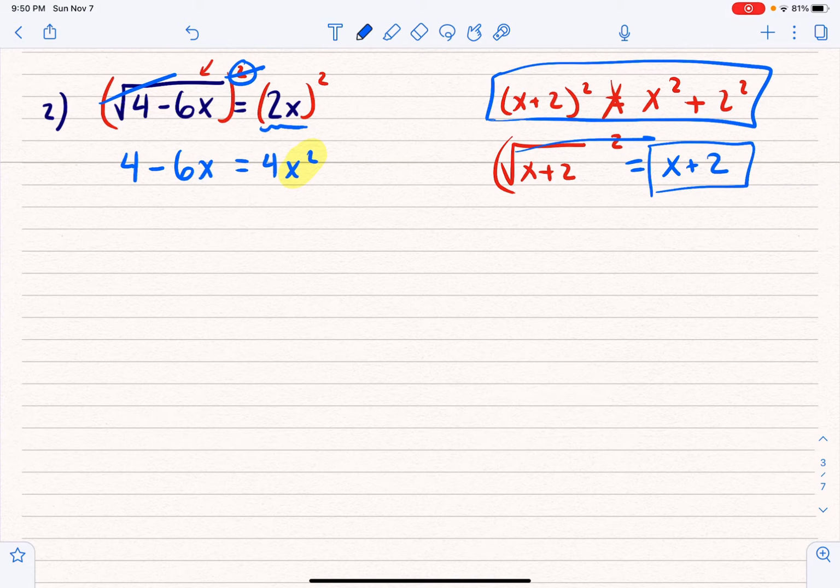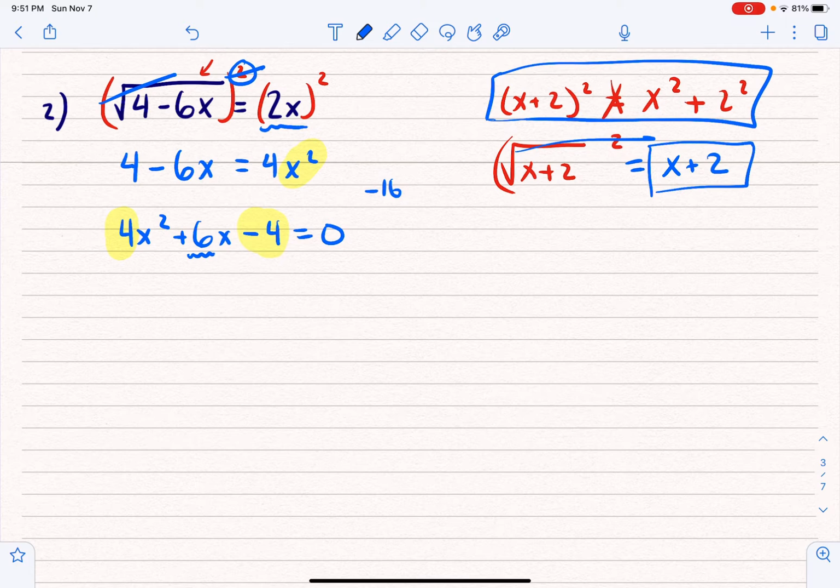So I'm going to subtract 4 from both sides and add 6x, which is going to leave me with 4x squared plus 6x minus 4 equals 0. Okay, and then we know when I've got a coefficient out front, I always have to multiply that times the last term and try to come up with factors that add up to be this middle term. So 4 times negative 4 is negative 16. Factors of negative 16 that add up to be positive 6.